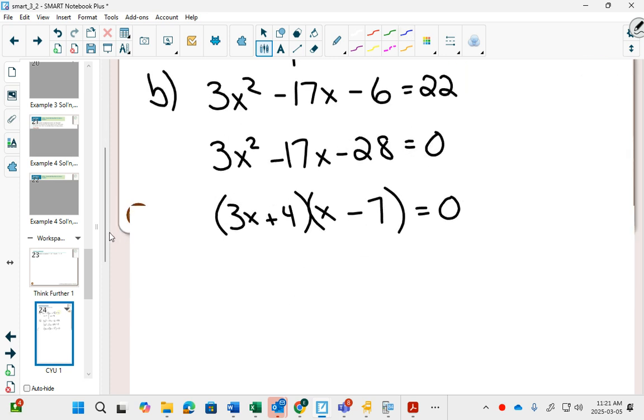Perfect. So now we can split it, and I'm going to start with the easy one. If the second one, the x minus 7, was 0, right? Because now we can use that zero product property. Factoring changes it to multiplication. Then x would be 7.